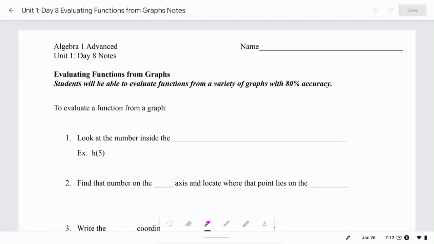In this video, we will be discussing how to evaluate functions from graphs. To evaluate a function from a graph, we're going to follow these next 3 steps. The first thing you do is look at the number that is inside of the parentheses. For example, you may see something like h of 5. So we're going to look at the number in the parentheses, which would be the number 5.